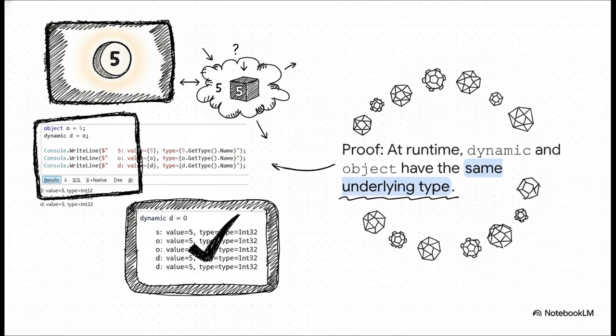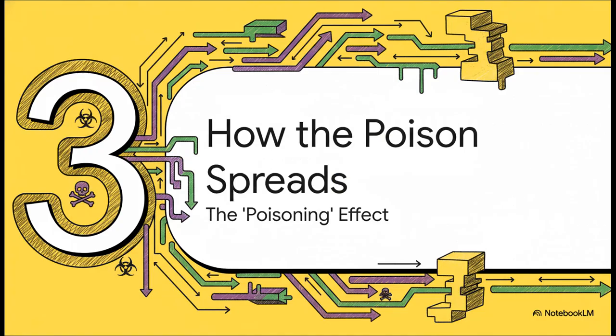Once the code is running, it's just an object like any other. Okay, so now we know who our suspect is. The next question is, how does it commit the crime? How does this so-called poison actually spread through your code?